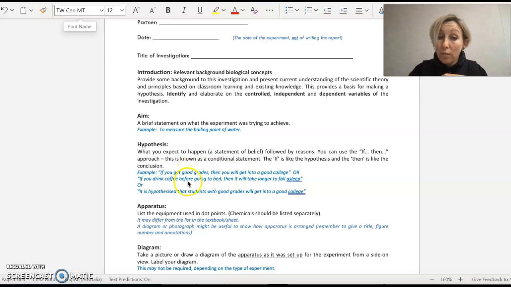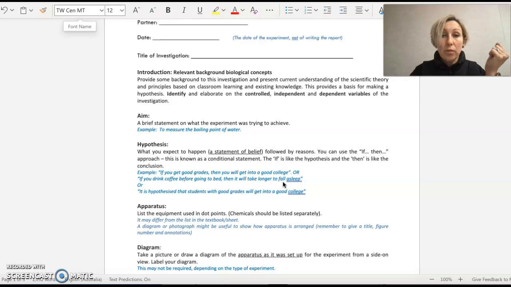If you drink coffee before going to bed, then it will take longer to fall asleep. So the drinking of the coffee is what's being changed. So you might have a group that have drunk coffee and a group that haven't. And the time it takes to fall asleep is the dependent variable.